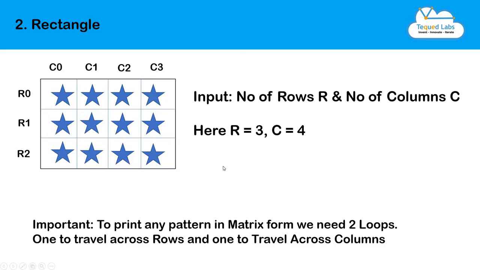We need two loops, one to travel across the rows. This is going to be the outermost loop. The other loop would be one to travel across different columns. This would be the innermost loop.